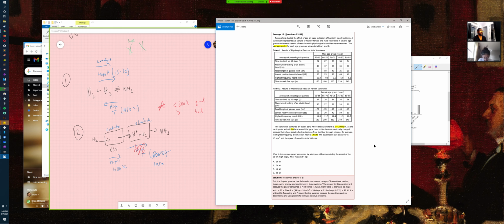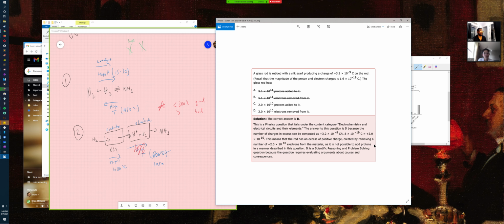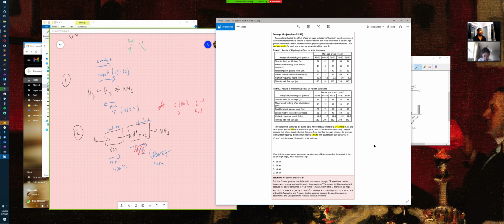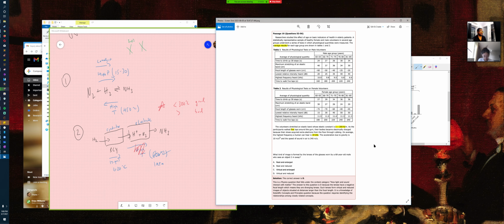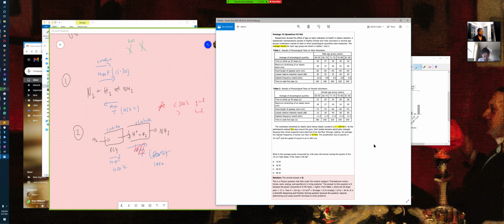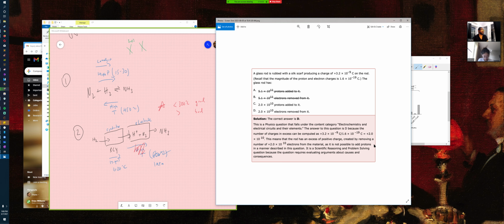Let's see. Maybe we can do one more question. All right, the glass rod one. Or yeah, because I think the other ones will require me to look at the passage, which might take longer. Sure, it's up to you. Yeah, no, we can do the glass rod thing.